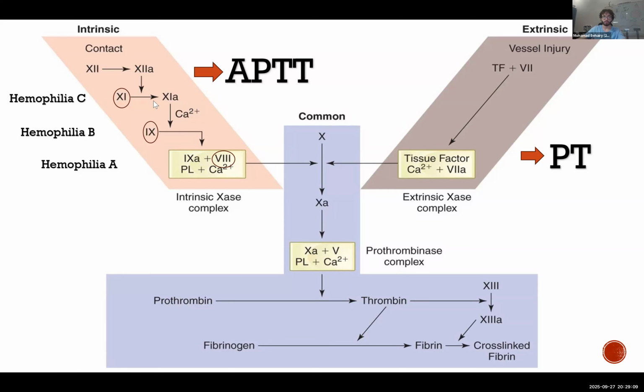I'll repeat it. There are certain factors, if they are not found in a person, they will have a disease called hemophilia, which means excessive bleeding. I want you to know which factor causes which kind of hemophilia. If we have a problem in factor 11, then we will have hemophilia C. If we have a problem with factor 9, then we will have hemophilia B. If we have a problem with factor 8, then it will be hemophilia A. Is the concept clear now? You need to know which type of hemophilia we will have if a certain factor is missing in a person.